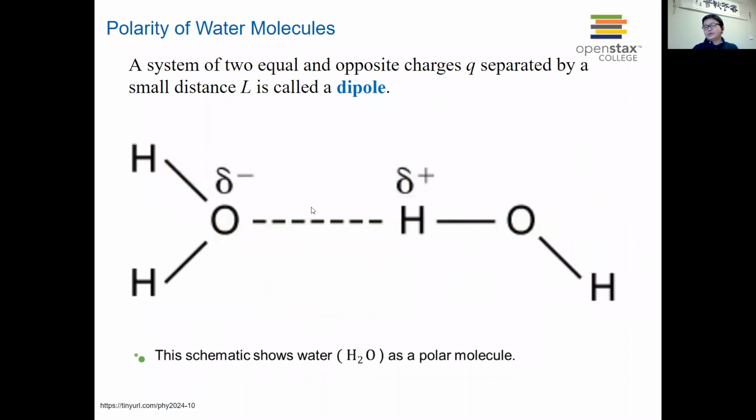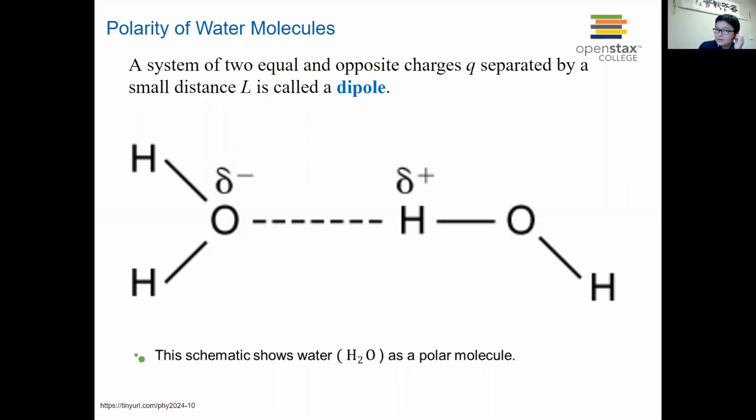Water makes up the majority of our body, and it's polarized. It's positive near the hydrogen atoms, but negative near the oxygen atom. That makes a water molecule a dipole, which means you have a positive charge and a negative charge inside the same molecule. Okay, it's called a dipole.